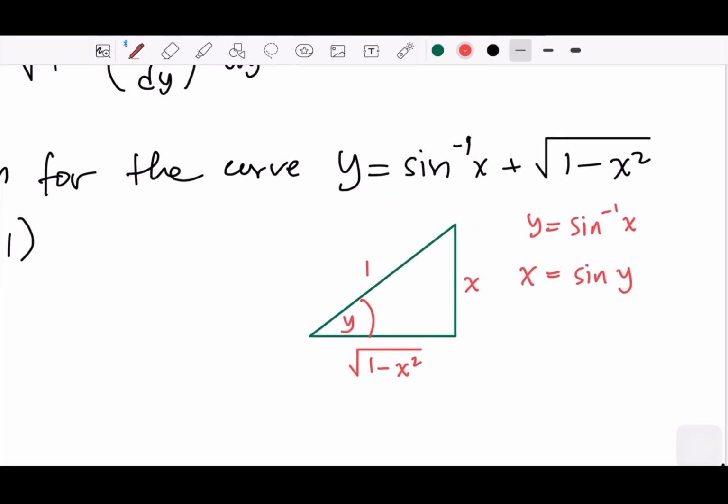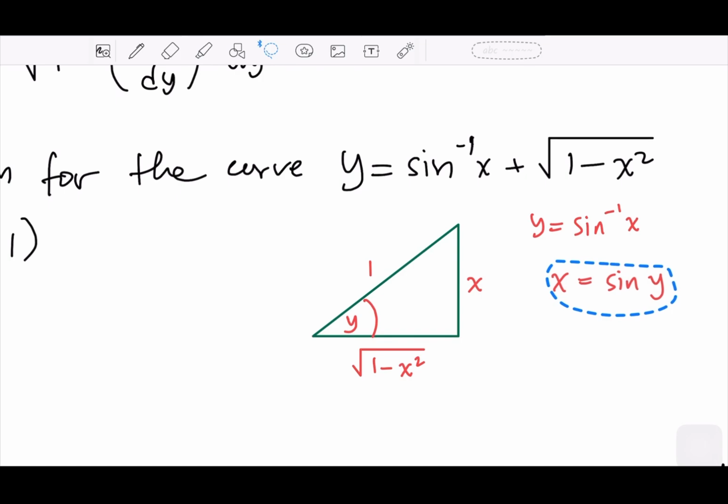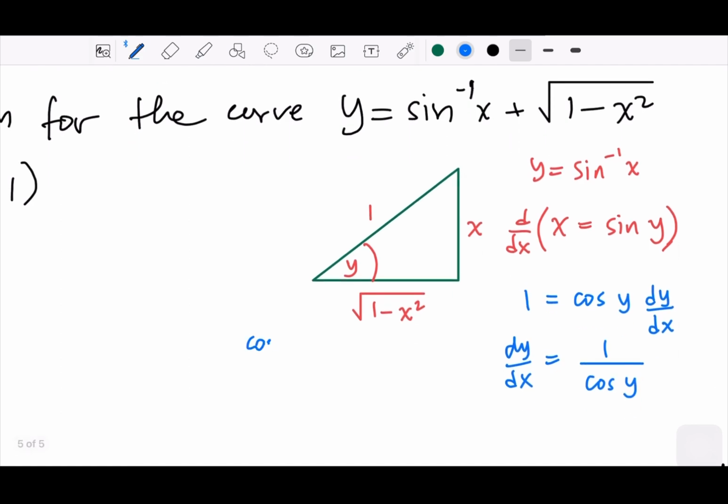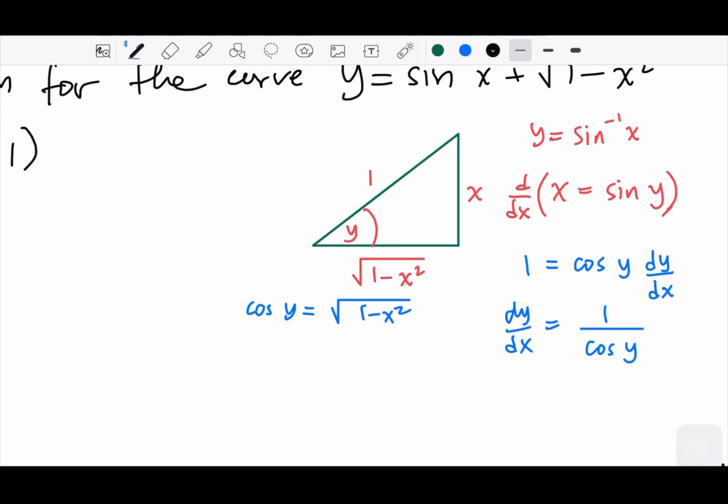And then with some calculus techniques, we can differentiate using implicit differentiation, a little bit of review. The derivative of sine is cosine, but don't forget that we have y, so we write dy over dx. So dy over dx is 1 over cosine y. What is cosine y? From the triangle, dy over dx is 1 over square root of 1 minus x squared.